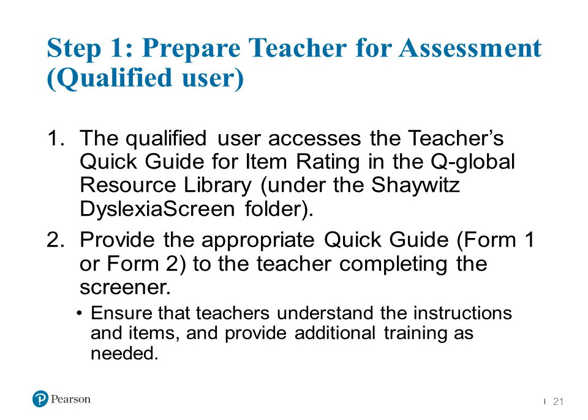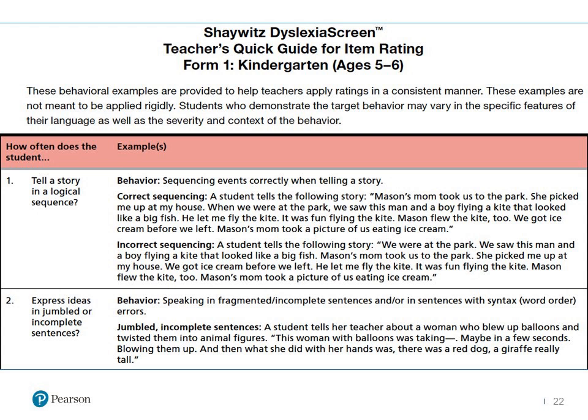So what you'll do then is provide the appropriate quick guide, either Form 1 or Form 2, to the teacher completing the screener, and just make sure that they understand the instructions, the items, and additional training as needed. So here's an example of what it looks like. You don't have these in your handouts, of course, because there's actual items in here, but I just wanted to show you the quick guide so it gives you a little idea of what we're looking at.